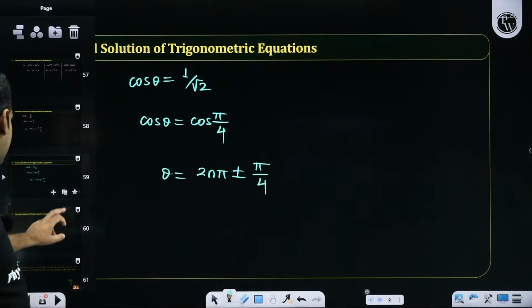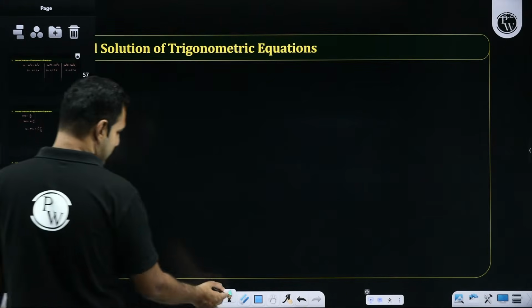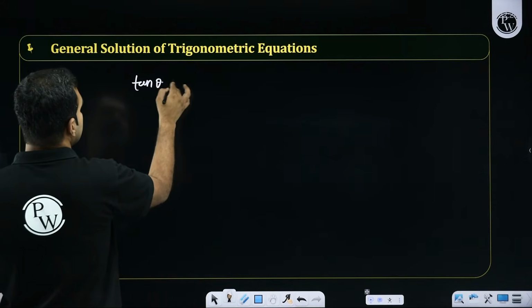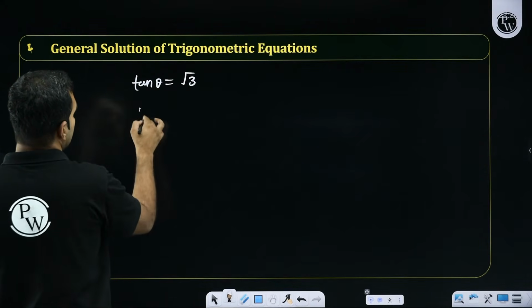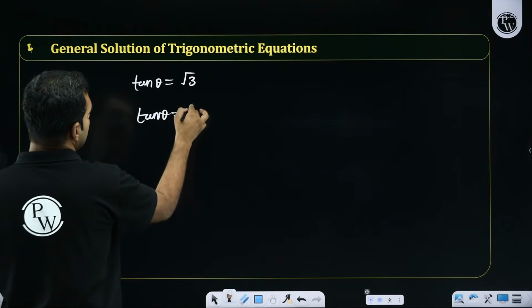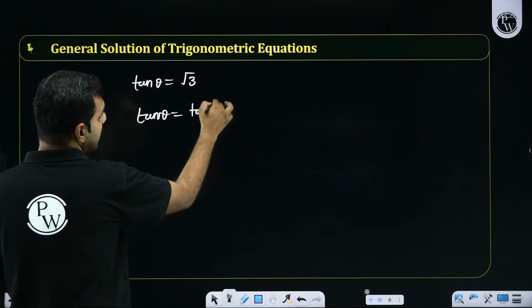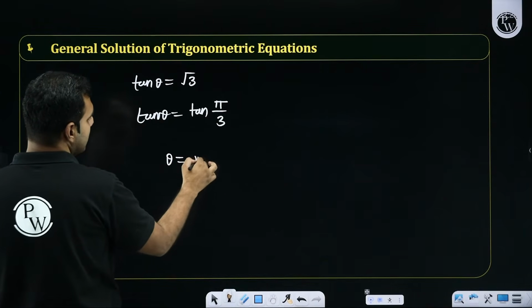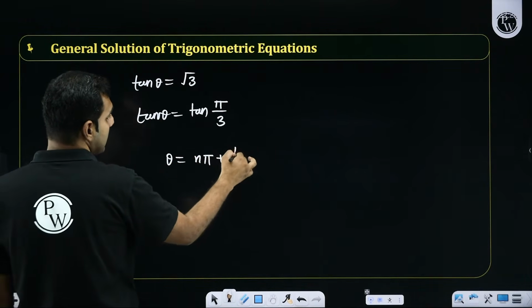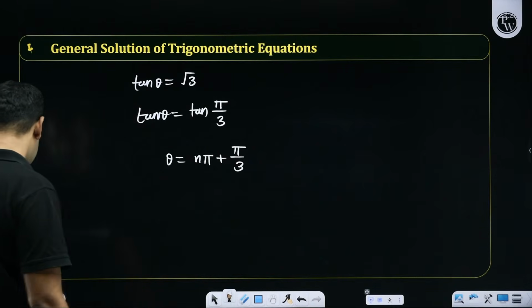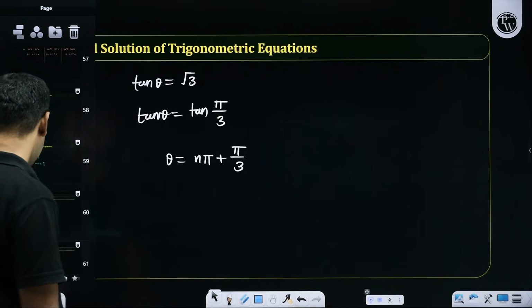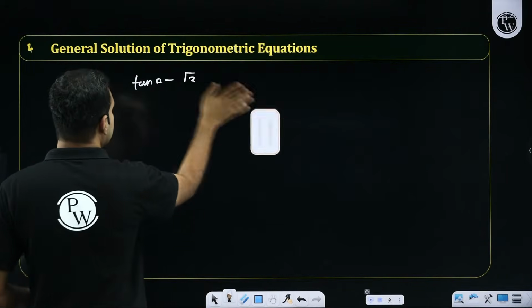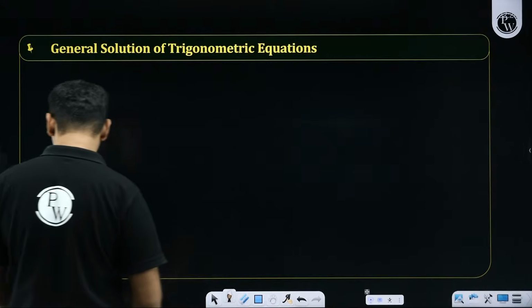Similarly, let me give you this example where I'm told, let's say, tan theta is root 3. So I'll say tan theta is equal to tan 60 degrees, which is pi by 3. So if tan theta is tan alpha, we say theta is n pi plus alpha. Everybody got this result, or is there any confusion so far? Are you having any doubts? Did you get this general result idea? Let me take some more examples so that you get it more comfortably.